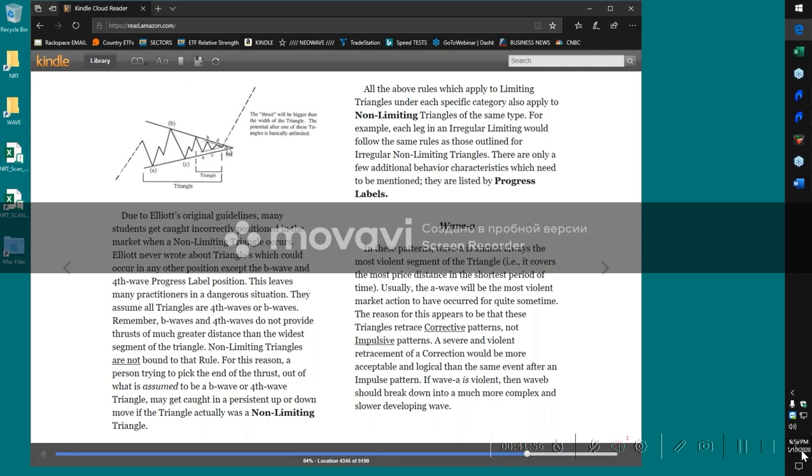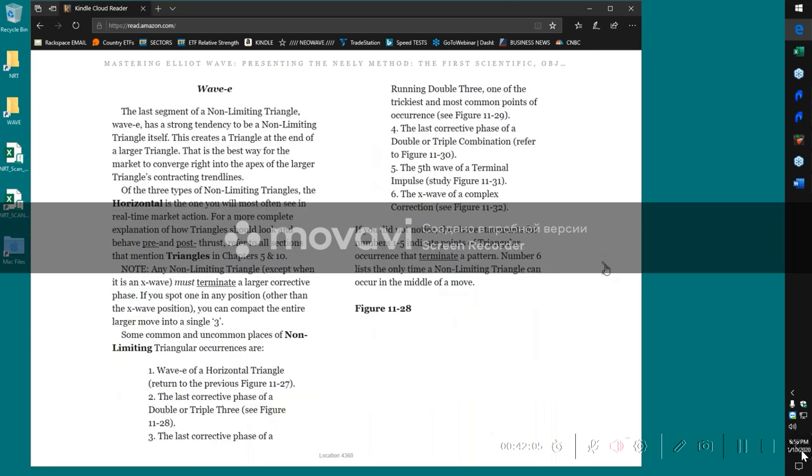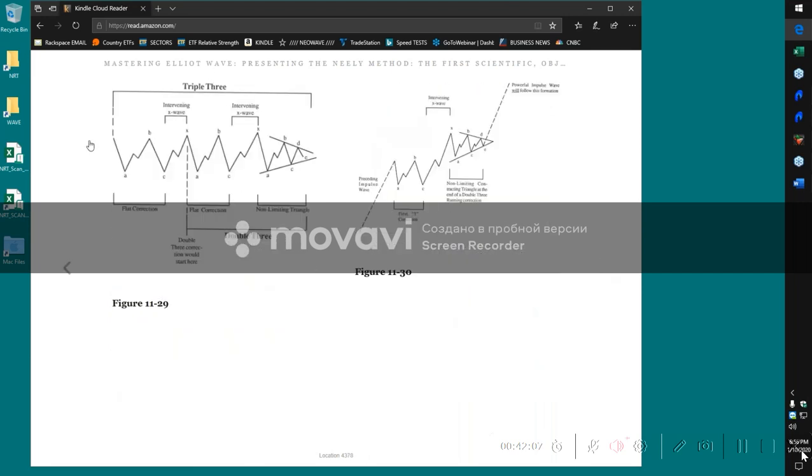So that's a major clue. If you have the correction going into the apex point, you know immediately it's not a B wave, it's not a fourth wave. So you need to make sure your count doesn't assume that. Again, it goes into specific behaviors of each one. Here's some examples of how you might get a non-limiting triangle.